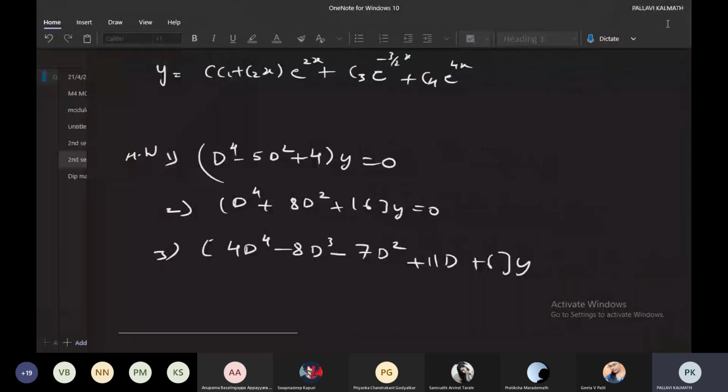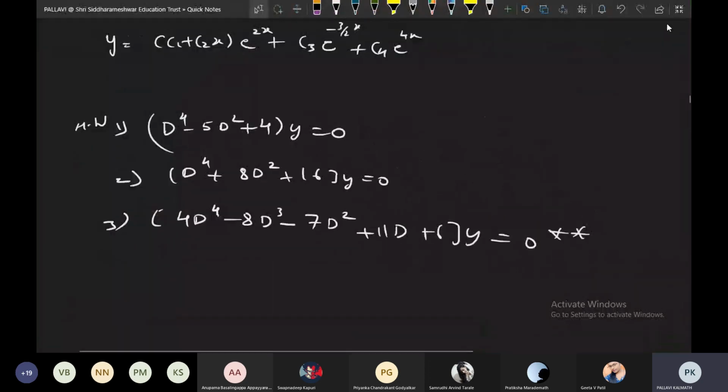Can you see the screen? Yes, ma'am. Okay, I had given you examples. Whether anybody tried the homework example. Yes, ma'am.